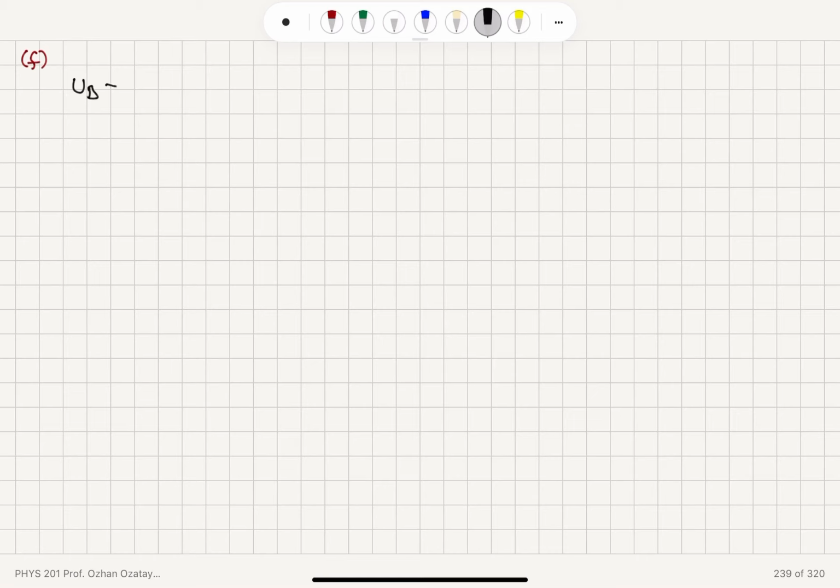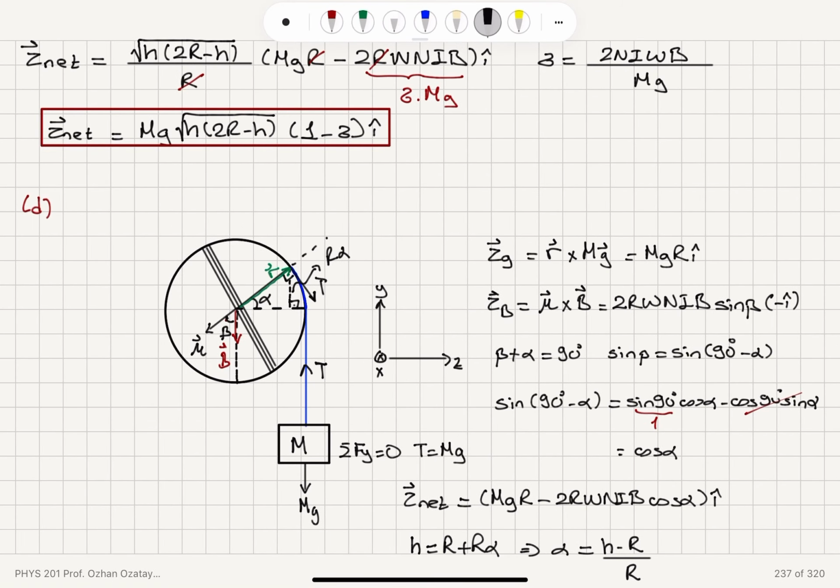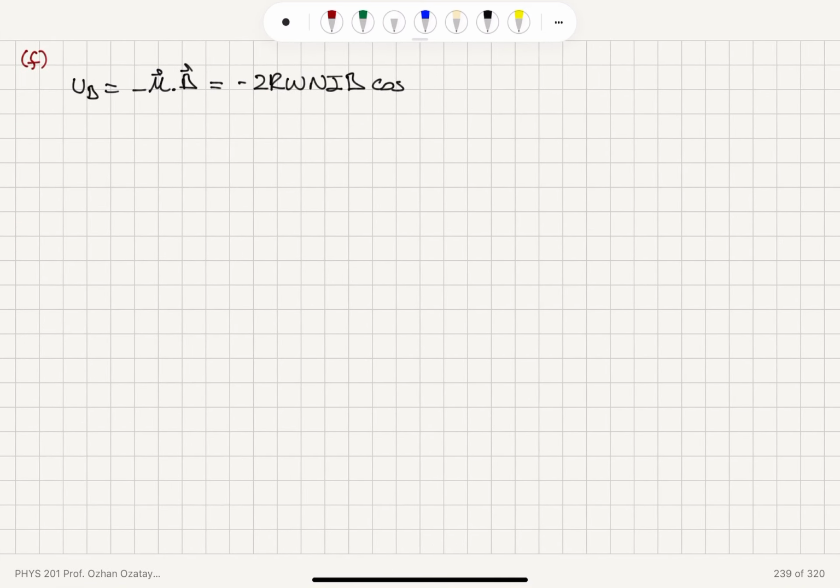The magnetic potential energy is minus mu dot product with magnetic field. So that is minus 2rwNIB cosine of the angle between them. That was done in part D, this scenario. Cosine of the angle between them is cosine beta. Okay, so that's cosine beta. And beta was equal to pi over 2 minus alpha.